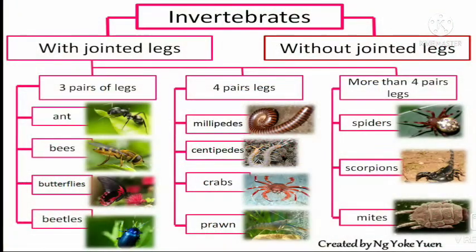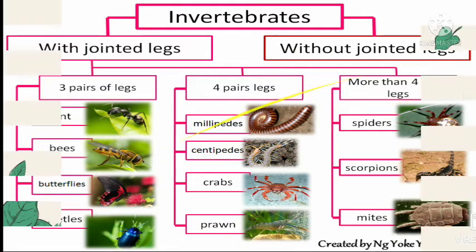Let's take a look at what is there. So the invertebrates we divide based on their legs. One is the invertebrate with jointed legs, and the other one is the invertebrate without jointed legs. And the one without jointed legs is classified again based on the number of their legs. There are 3 pairs or 6, 4 pairs or 8, or more than 4 pairs like 10 or so.